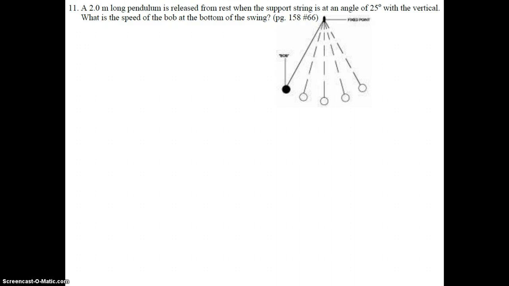Problem number 11. Let's read the question here and then talk about it conceptually before we get started. A 2-meter long pendulum is released from rest when the support string is at an angle of 25 degrees with the vertical. What is the speed of the bob at the bottom of the swing?